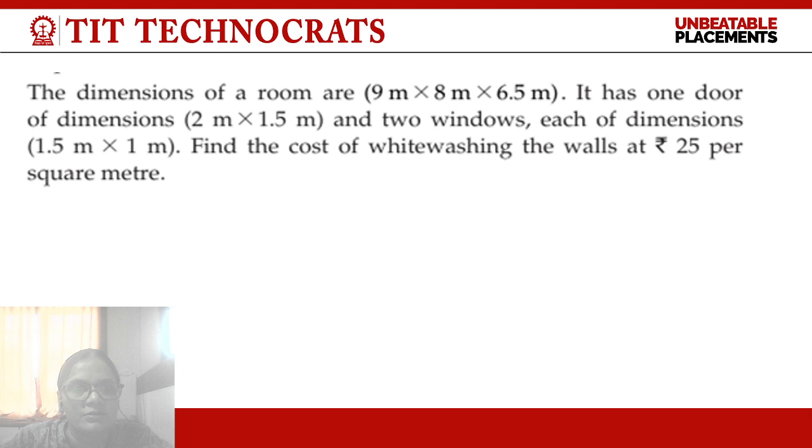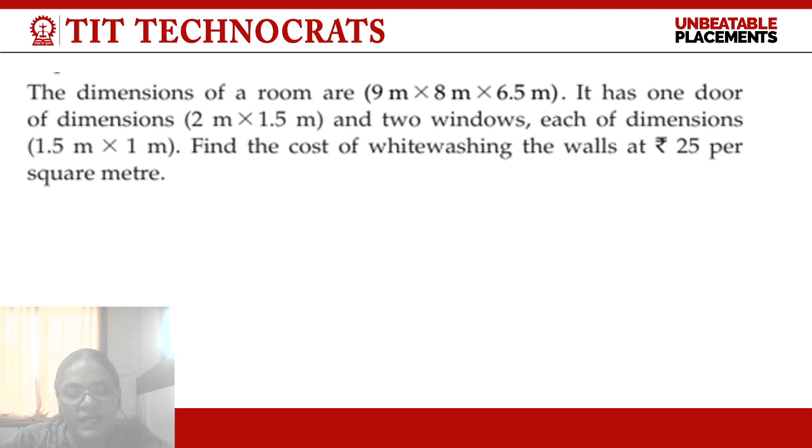This is the first question. The dimensions of a room are 9 meter into 8 meter into 6.5 meter. It has one door of dimensions 2 meter into 1.5 meter and two windows each of dimensions 1.5 meter into 1 meter. Find the cost of whitewashing the walls at rupees 25 per square meter. So the dimensions of a room are given: length is 9 meter, width is 8 meter and height is 6.5 meter. And they are asking to whitewash the four walls of this room.